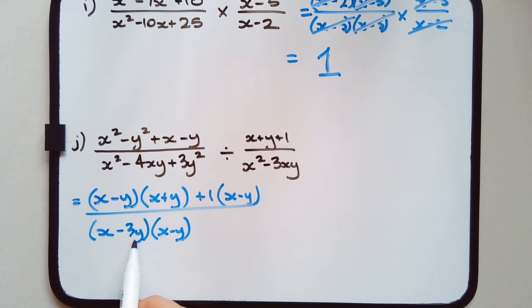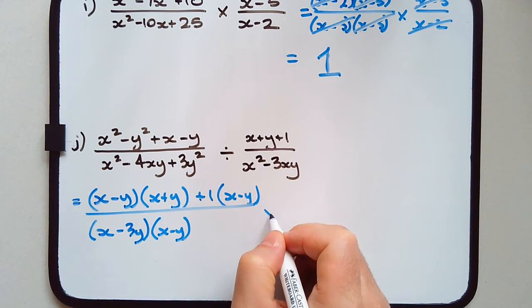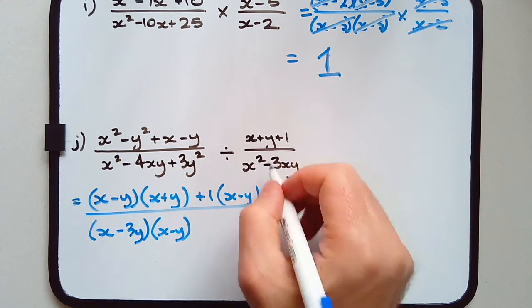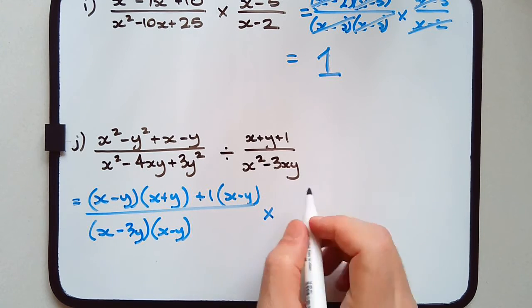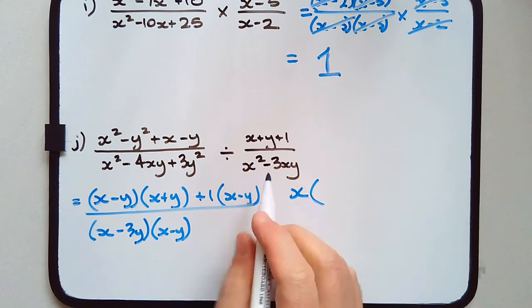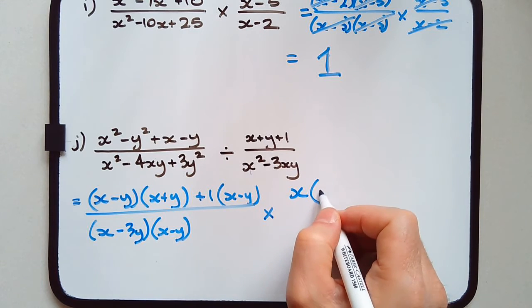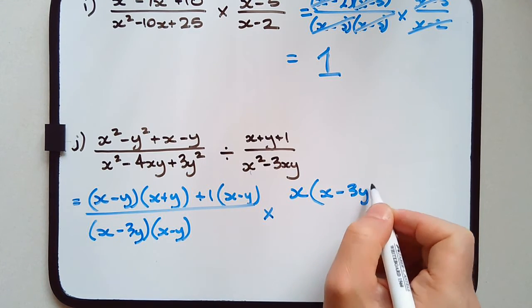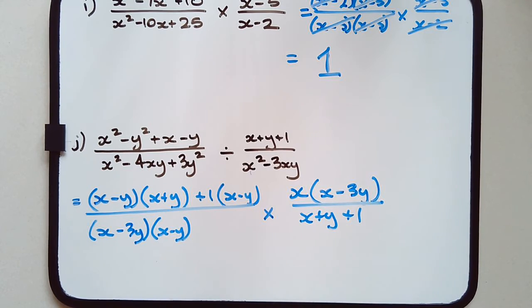Okay, negative 3y times negative y gives you positive 3y squared. Negative 3yx minus xy gives you negative 4xy. Okay, and then we're going to multiply that by, okay, flip the fraction, so we're going to factorize it at the same time. So I can factorize out x. So from this one here, x squared minus 3xy, we're going to have x minus 3y over x plus y plus 1.